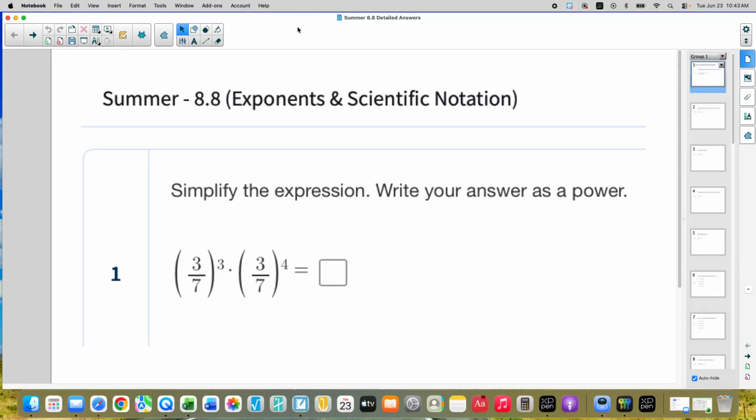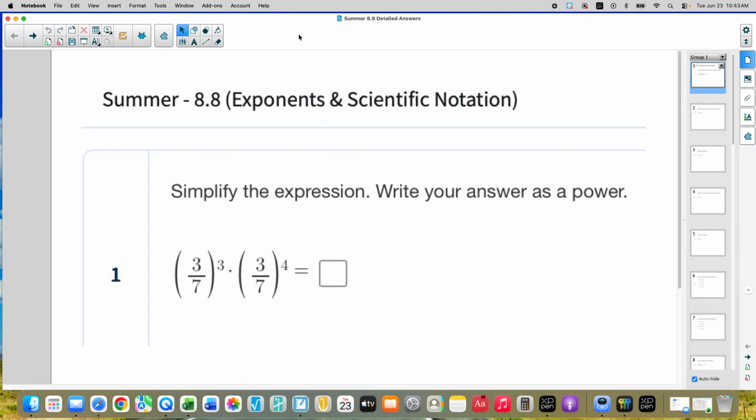All right, we're almost done. Almost done with the summer work. And we're going to deal with some exponents and scientific notation. So, reading the directions: simplify the expression, write your answer as a power.